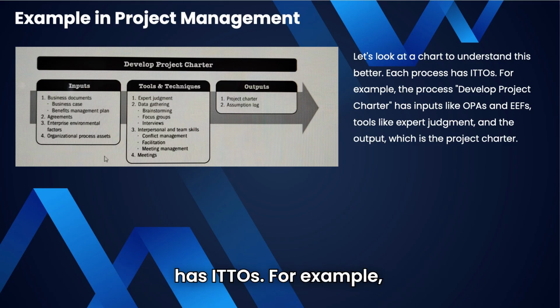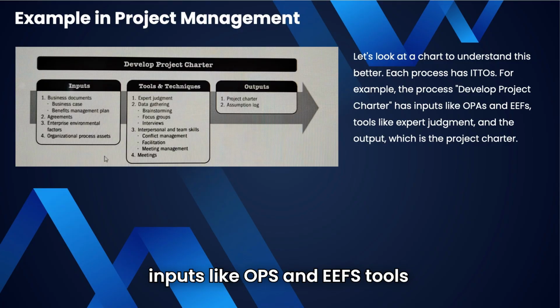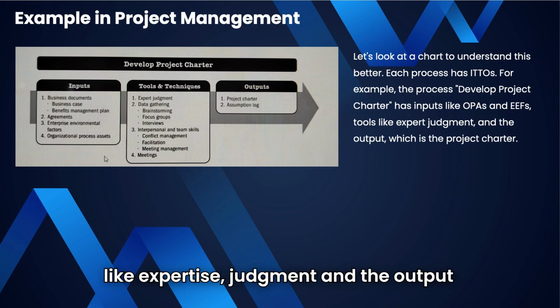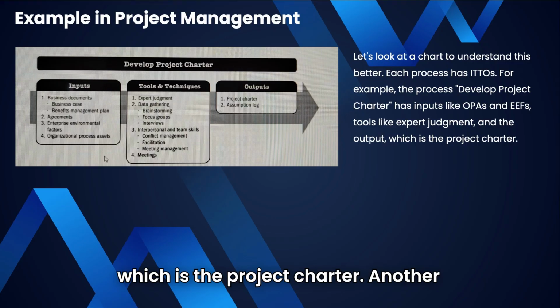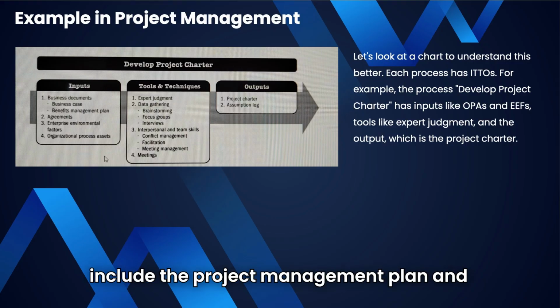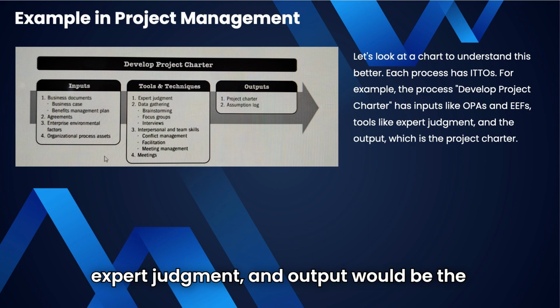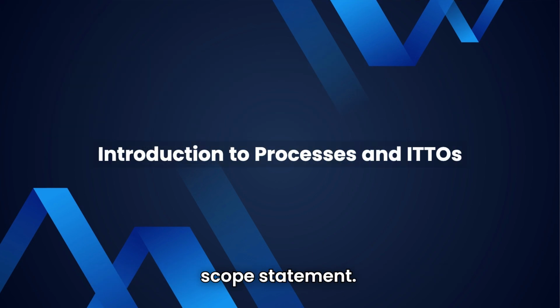Each process has ITTOs. For example, the process Develop Project Charter has inputs like OPAs and EEFs, tools like expert judgment, and the output, which is the project charter. Another example is Define Scope. The inputs could include the project management plan and templates. The tools might include expert judgment, and the output would be the scope statement.